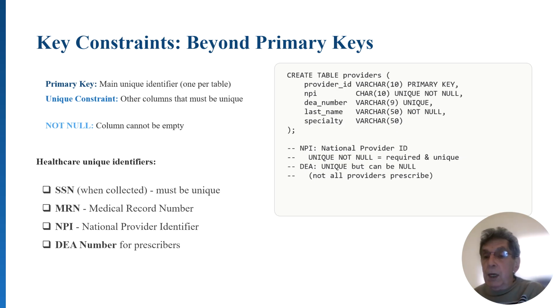Looking at the SQL example, provider ID is the primary key, NPI is unique, not null. Every provider must have one, and no duplicates. DEA number is unique, but nullable. Only prescribers have one, but those who do must have unique numbers. Not every prescriber has one.